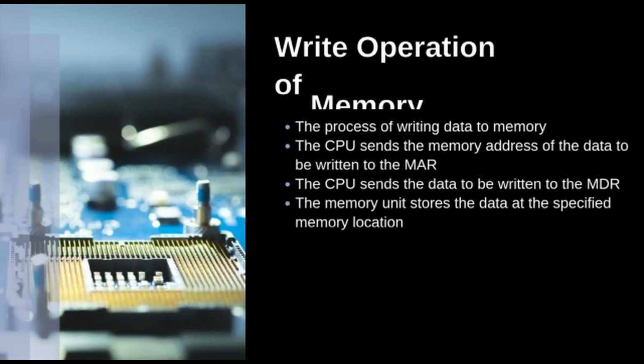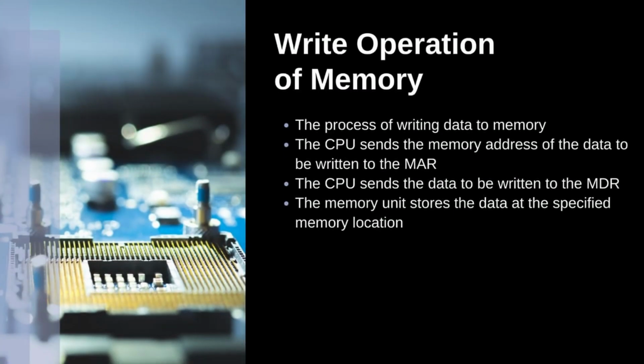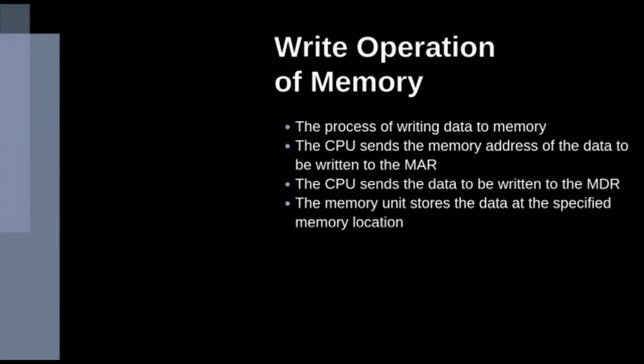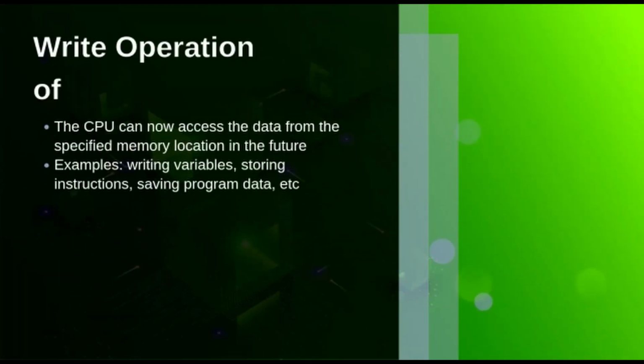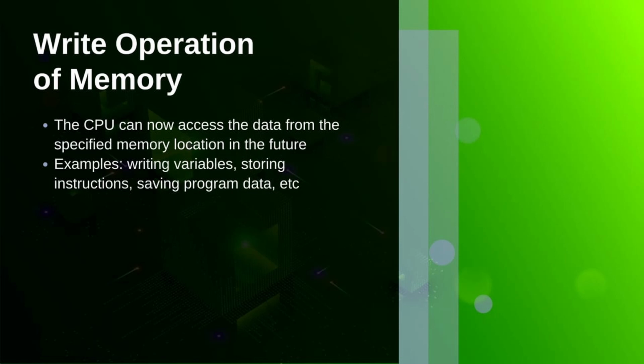Now let's talk about the write operation of memory. This is the process of writing data to memory. To write data to memory, the CPU sends the memory address of the data to be written to the MAR. Once the memory unit receives the memory address, it waits for the CPU to send the data to be written to the MDR. The CPU then sends the data to be written to the MDR. Once the memory unit receives the data, it stores it at the specified memory location.